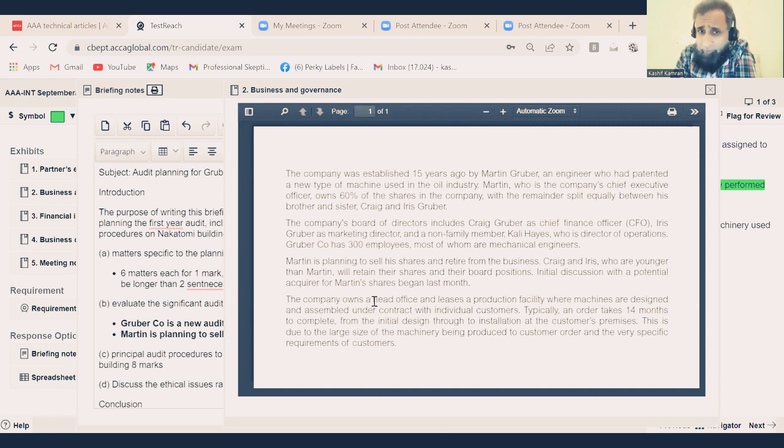The company owns a head office and leases a production facility where machines are designed and assembled under a contract with individual customer. Leases a production facility. Is this a new lease? Is this the first time they've entered into a lease? Or is this like an old lease coming from last many years? Is that more like routine? Is that an old lease? Yes. All of you agree.